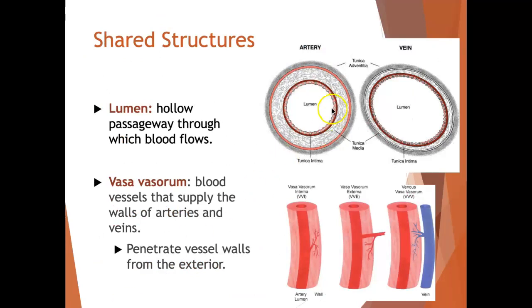So we've already talked a bit about what a lumen is. It's just that opening of the vessel where the blood is going to flow through. Now, as our blood flows through, we have these teeny tiny blood vessels that are going to help supply the actual blood vessel wall. And this is called vasa vasorum. And so this could be internal like we see here, or it could be external, but it helps supply the tissue of our veins and our arteries. So it's penetrating the wall there to do that.